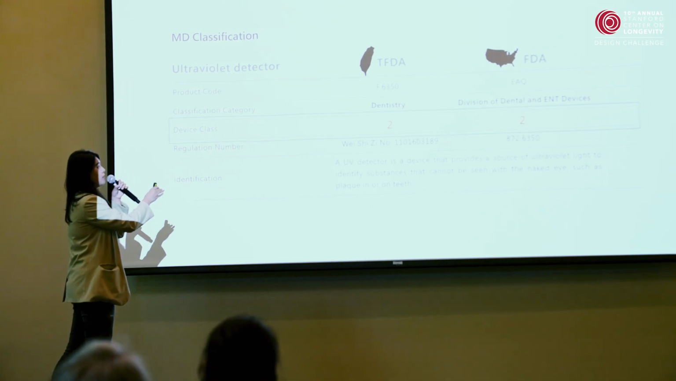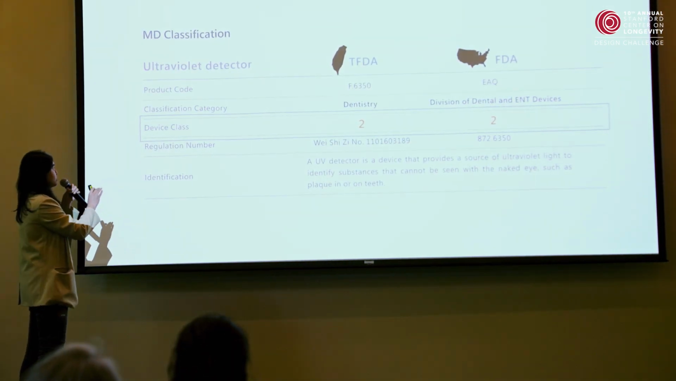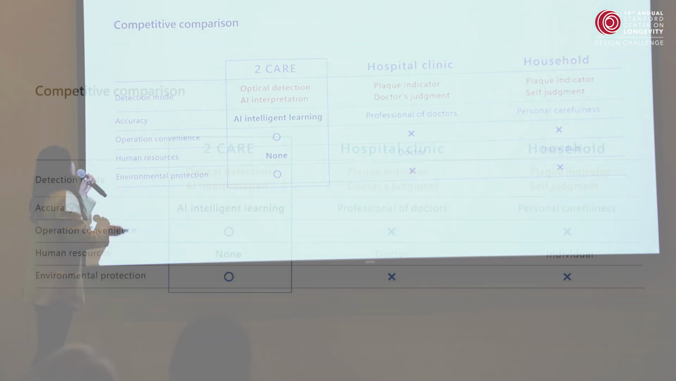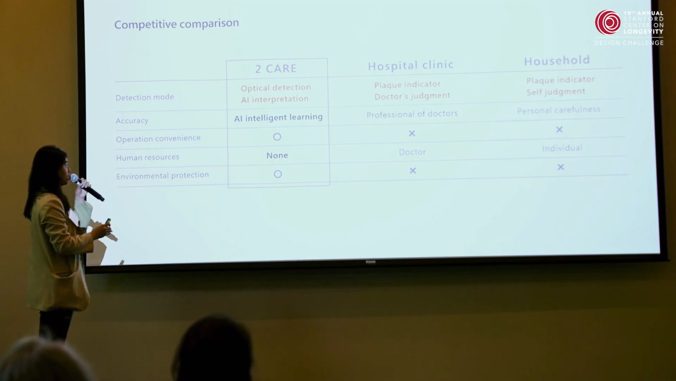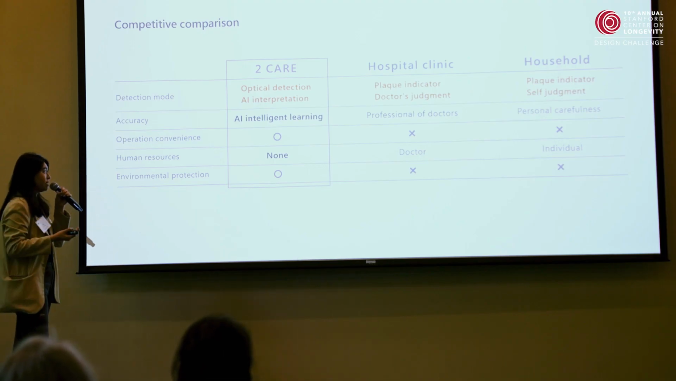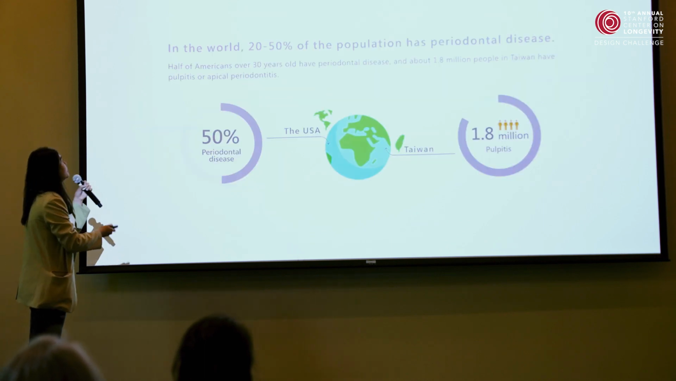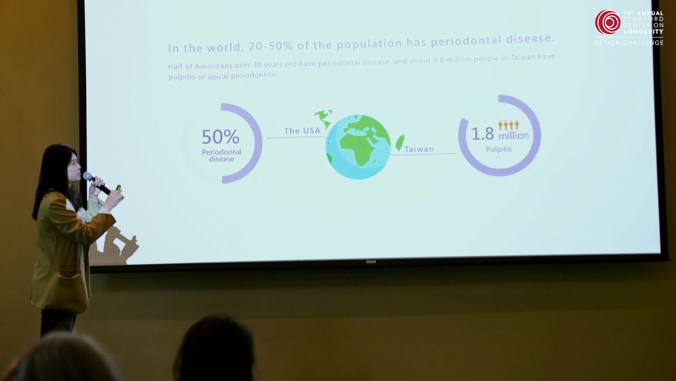And this sheet is medical device classification. According to Taiwan FDA and US FDA, Tooth Care belongs to class 2. And we compare with the products nowadays in the market. Tooth Care has the priority of AI intelligent learning, more convenient operation, non-human resources, and environmental protection. And this is market size. In the world, 20 to 50% of the population has periodontal disease.